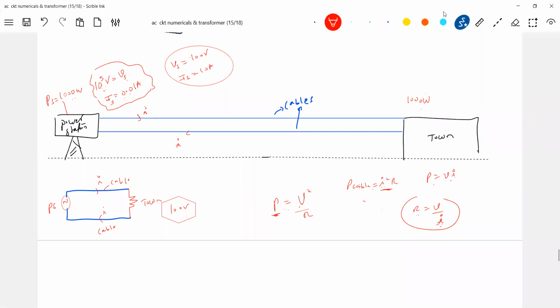Are you able to understand? This is just a logic here. So let's come to this one. So what is a transformer?